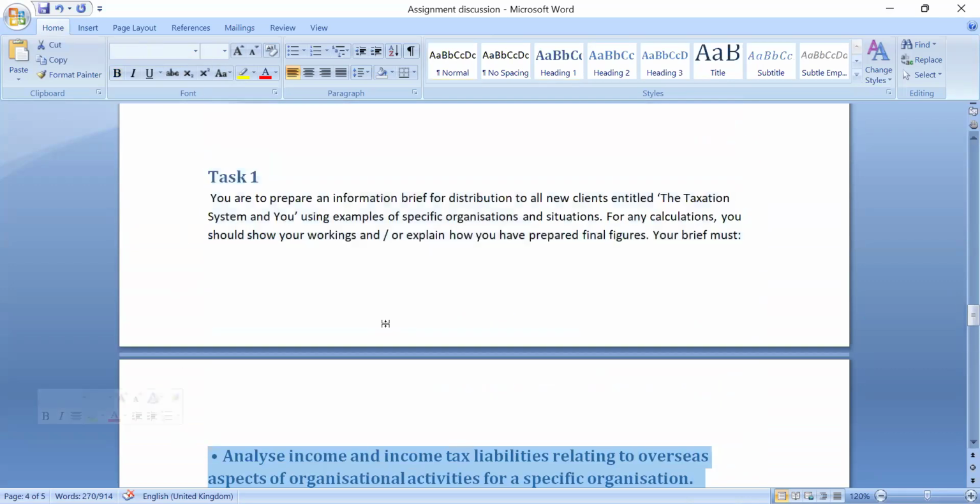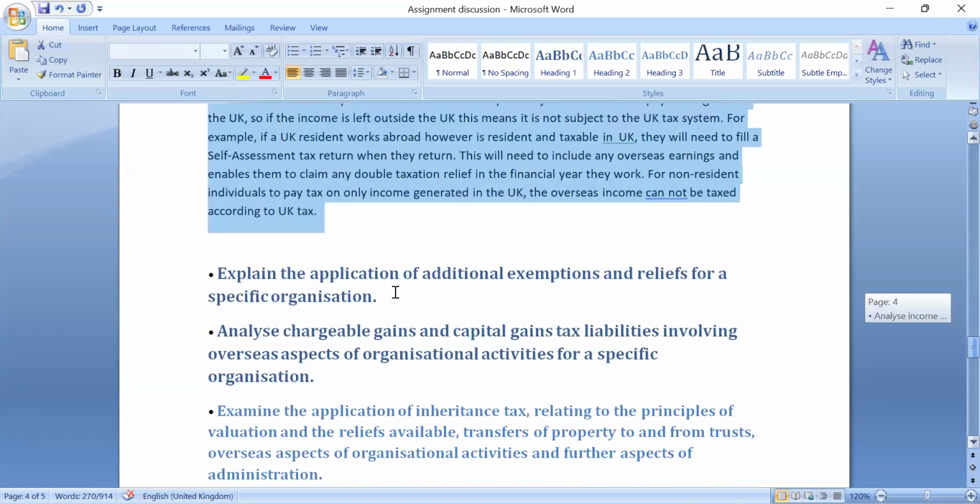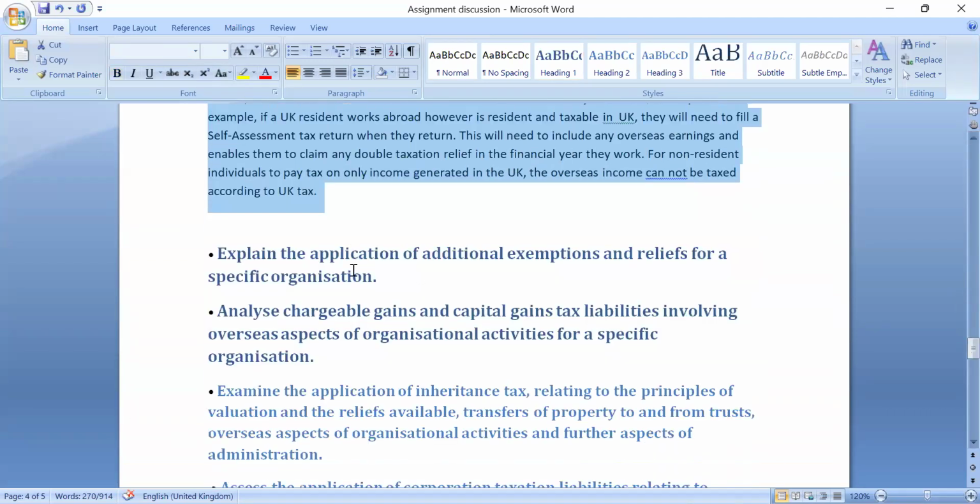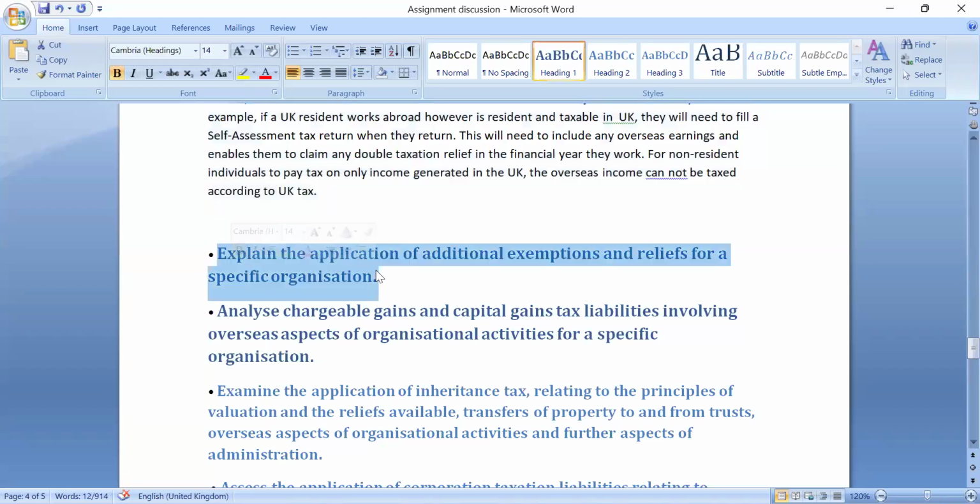So which we can add it. Okay, then if we look, the second task is to explain the application of additional exemption or relief for an organization. So that can be different types of relief for an organization. If annual investment allowance, we have writing down allowance the company can claim. In terms of individuals, it can be personal allowance, which we can transfer in the married couple. So that is absolutely fine as an example.